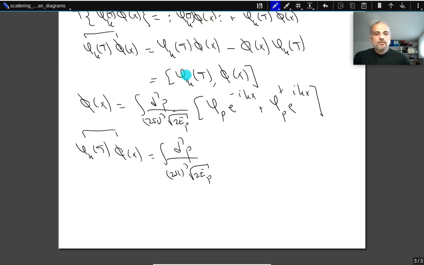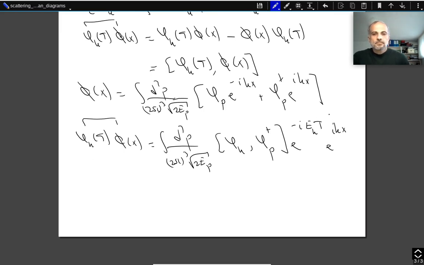Now this phi of k commutes with phi of p, and then we have phi k of t and the commutator of phi k of t and phi p dagger. Phi k of t has e to the power minus i e_k t, this is the time dependence. And then, since we are looking at this term, we also have e to the power i p x. Here these are p's.